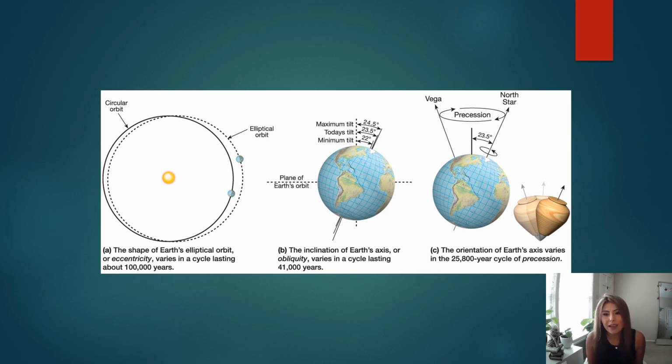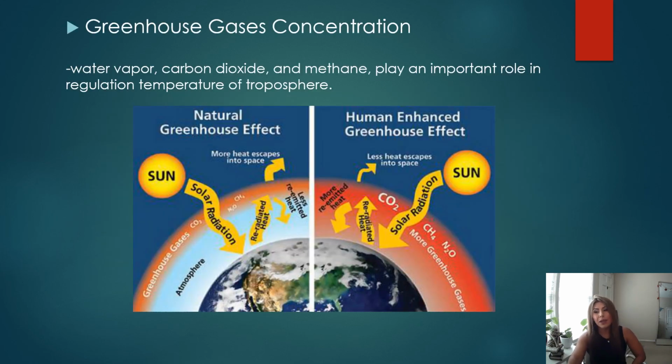The inclination of Earth's axis. Every 41,000 years, we're going to be tilted a little lower or higher. That's going to change our climate. The orientation of Earth's axis, every 25,000 years, we're going to change our orientation. That's going to change the climate. But our greenhouse gas concentration, that is something, even if we were not here on planet Earth as humans, there's still going to be natural sources of greenhouse gases. So things like water vapor, CO2, methane, these are all still natural sources.